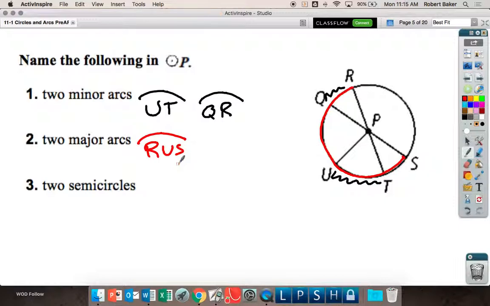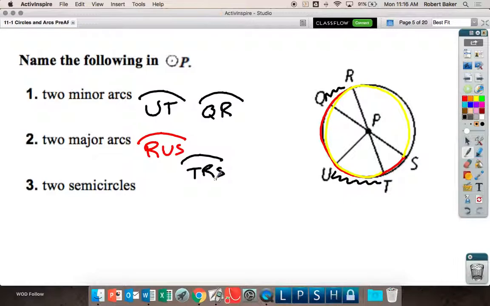Arc TRS. Arc TRS. So that is everything but baby arc TS. Can't write that. Major arc. Is there anything I can clear up for you on that, or is that just confusing for you?